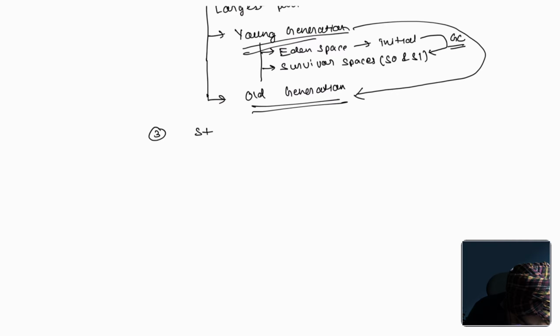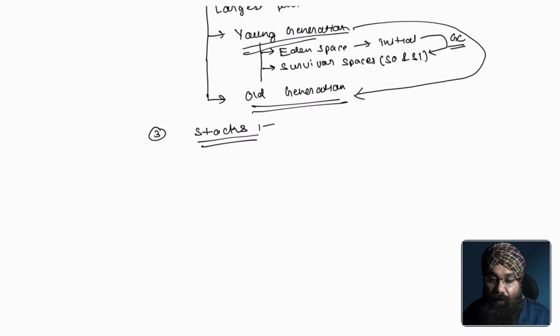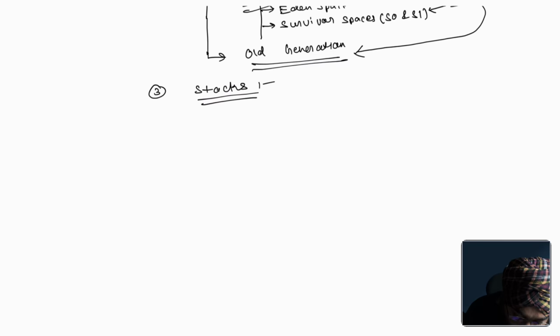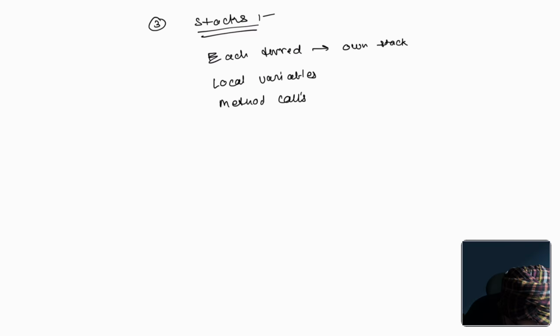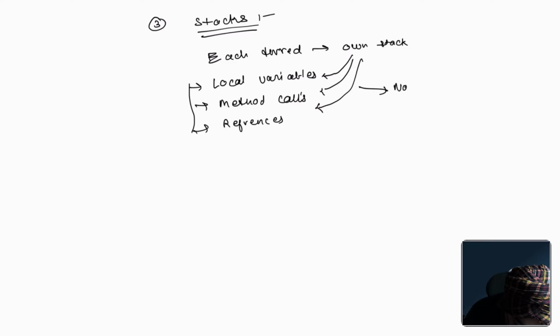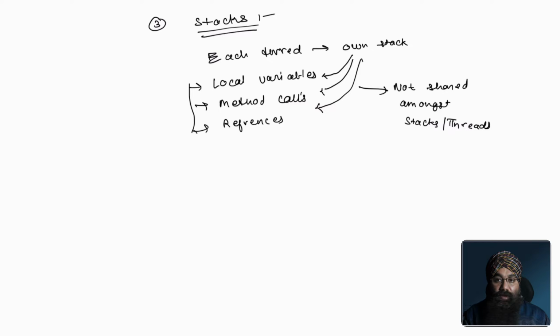Now we have stack. We also learned about this earlier. Each thread has its own thread stack, and they store local variables, method calls, and references. This is what is stored in the stack, and each thread has its own copy of all these three. They are not shared amongst stacks, or you can say amongst threads. Each thread has its own copy.